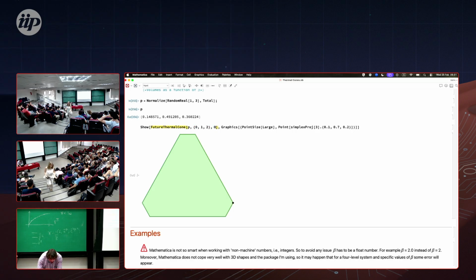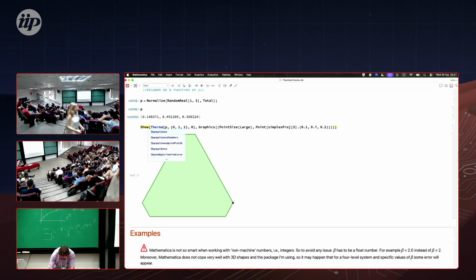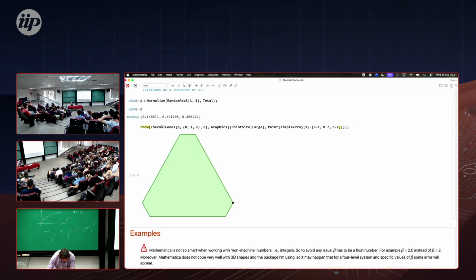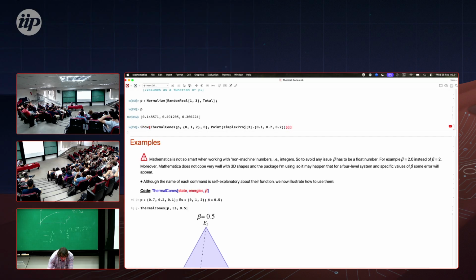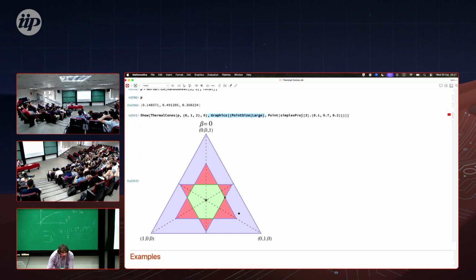If I put thermal cones, do I see something here? Yes. So now, the entropy in this case. Oh yes, you have a very nice behavior of the entropy because the entropy starts to increase, right?